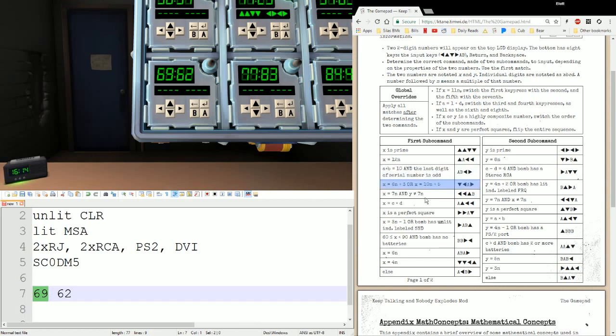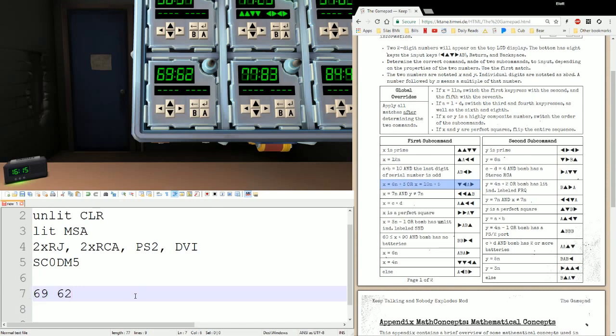Now we get to some interesting rules. X equals 6n plus 3. So x is some multiple of 6 plus 3 more. We're at 69, so multiples of 6 close to that. 60 plus 3 would be 63. Nope. 11 sixes is 66, plus 3 is 69. So if n is 11, this is actually the case right here. So this is the subcommand we want. X equals 6n plus 3. X is equal to 6 times 11, 66, plus 3 to give me 69.